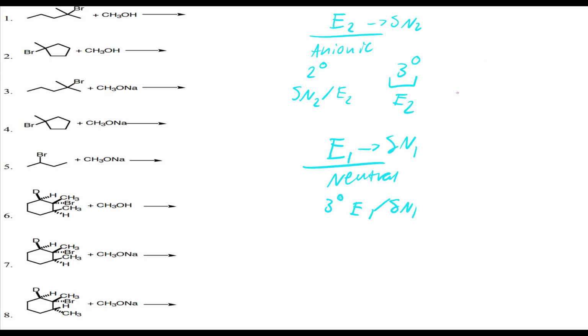Also, on a standardized exam, the reason why we don't see E2 reactions for primary carbons is because SN2 reactions happen really, really quickly for primary carbons. It's so fast that E2 cannot compete. But E1 and SN1 can compete whenever you have a tertiary carbon. So these can compete for tertiary carbons.